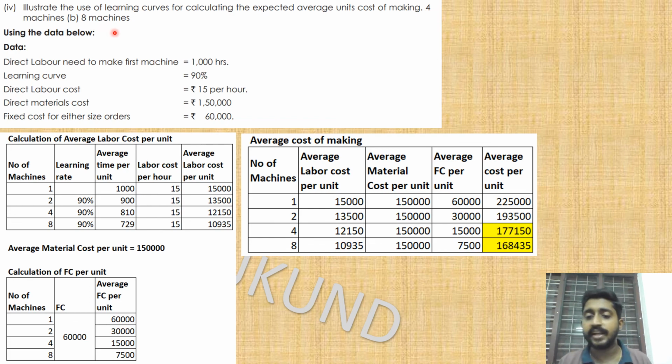Just see the beauty of the learning curve here. If you have got only one order, you are making only one machine, which means your cost will be 2,25,000 rupees. And you have got an order of 8 machines, and your team is doing the 8 machines. First machine, second machine, third machine, their learning keeps on increasing, which means the labor hours will reduce, the labor cost will reduce. And for making 8 machines, they are going to spend an average per unit of only 1,68,435. These are all values per unit. So that is the beauty of the learning curve. If you are going to make 8 machines, per unit is only 1,68,000 against the first unit which is made at 2,25,000.